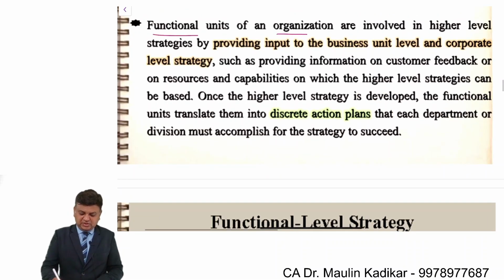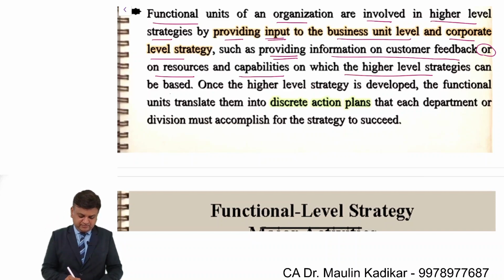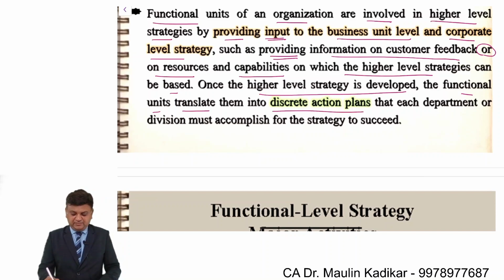Function units of the organization are involved in higher level strategies by providing input to the business unit level and corporate level strategy, such as providing information on customer feedback or on the resources and capabilities on which the high level strategies can be based. Once the high level strategy is developed, the functional units translate them into discrete action plans that each department of the division must accomplish for the strategy to succeed.